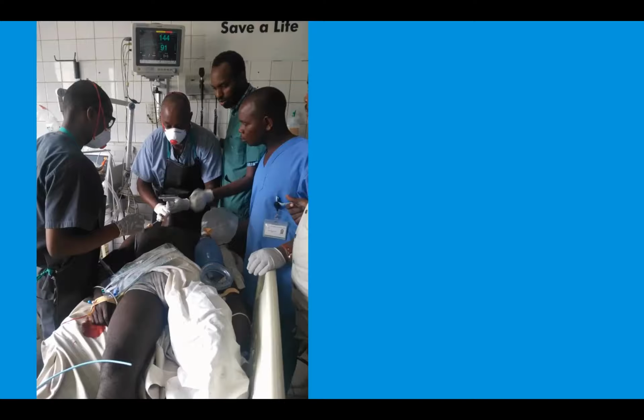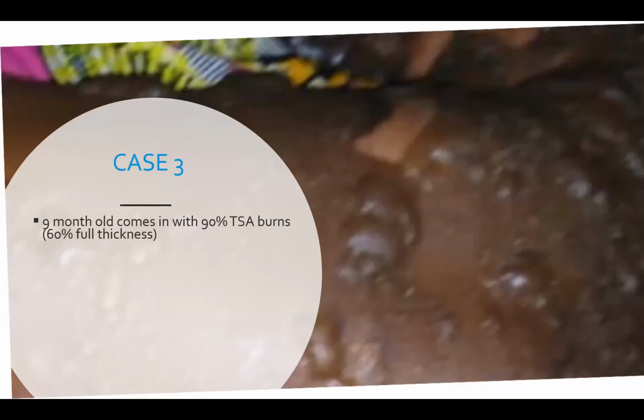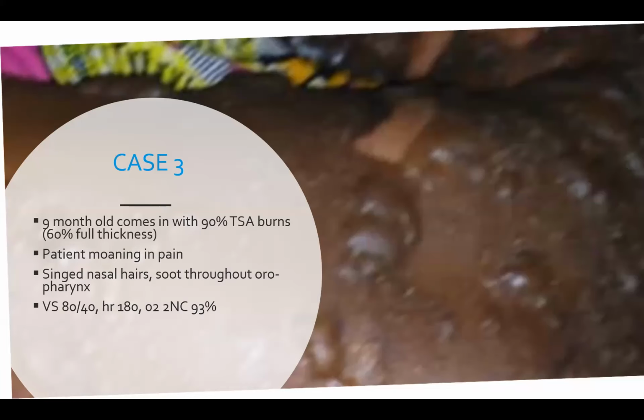So the third case is a 9-month-old who comes in with 90% total body surface area burns with 60% full thickness. The patient's moaning in pain. They had a fire in the house. Everybody else was fine. Singed nasal hairs, soot throughout the oropharynx. These are the vital signs. And so the patient was hypoxic, tachycardic, and hypotensive. Oh, maybe not really hypotensive, but mom was at bedside.